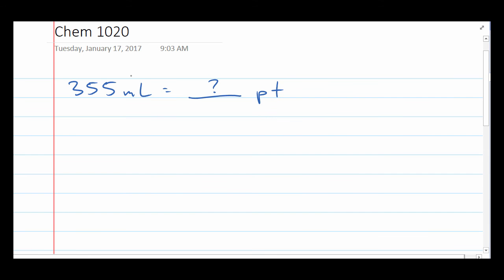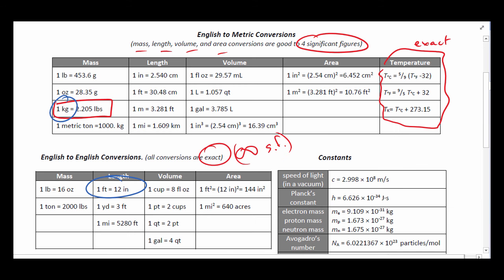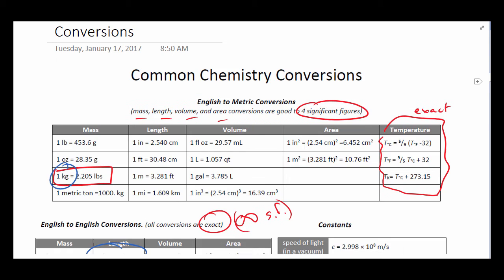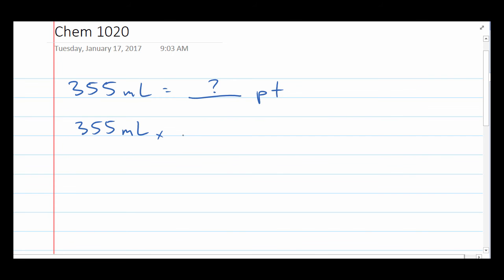So one thing we could do is we could take the 355 milliliters. Let's see, is there a conversion to quarts in here? Well, I see a liter to quarts, which you could simply use if you want. What's going to get us out of milliliters? Or we could use ounces to cups and cups to pints. So that would be a couple different strategies. Let's look at one strategy. Let's take our milliliters and first convert it to fluid ounces. I think that one is on there.